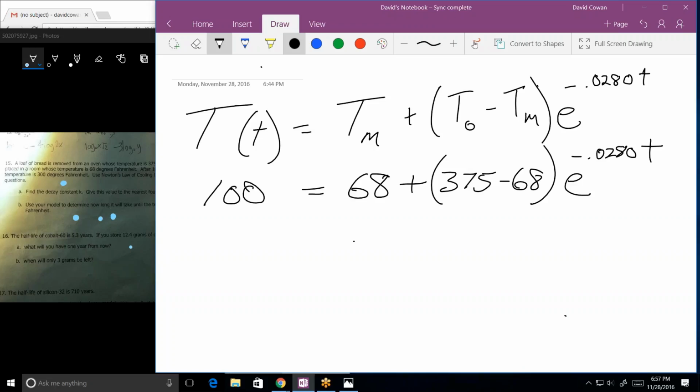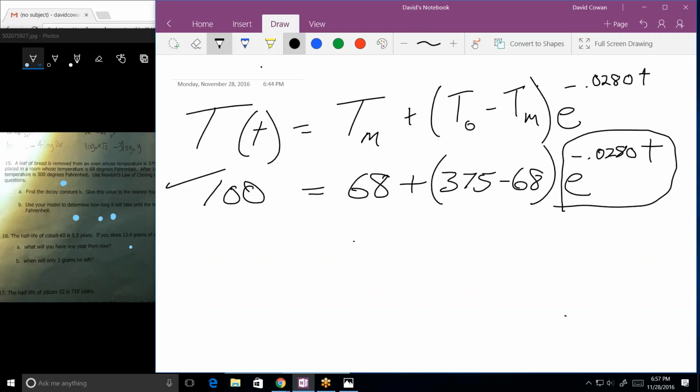There's only one variable there. It's t. Yes. And it's in the exponent, so we're going to use exactly the same process that we've been using to solve for variables in exponential equations, which is to isolate that as much as we can, and then take the natural log of both sides.